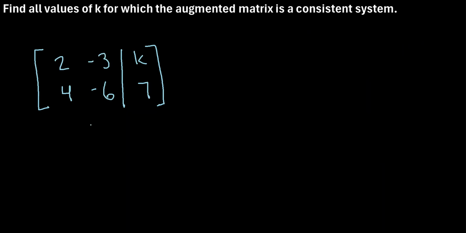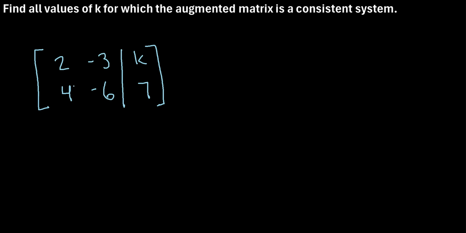All right, let's try one more example. Let's say we have the following augmented matrix. Let's figure out for what values of k would make this a consistent system. So once again, we're going to try to figure out how can we convert this matrix to row echelon form. So if this is our pivot entry, we want all values below it to be equal to 0. So how can we get this 4 to be equal to 0?